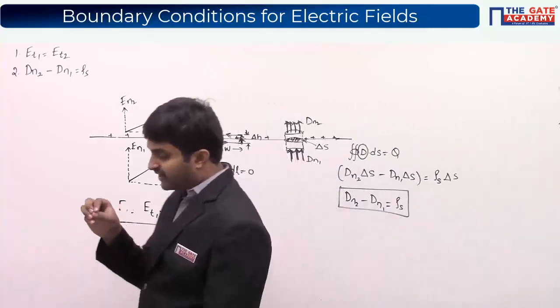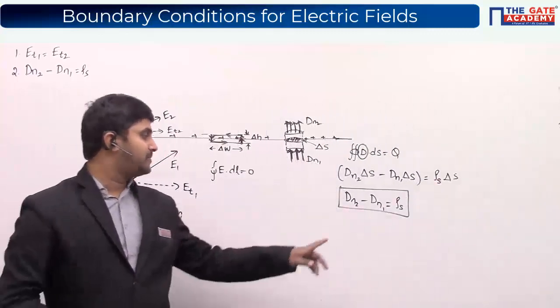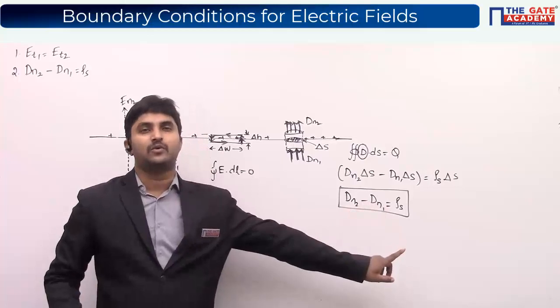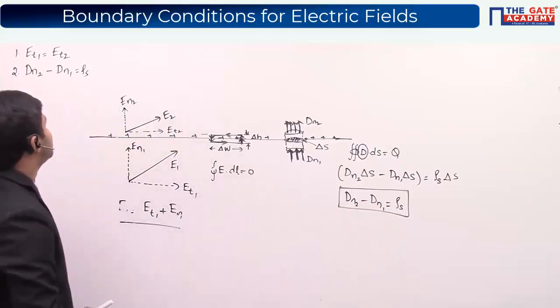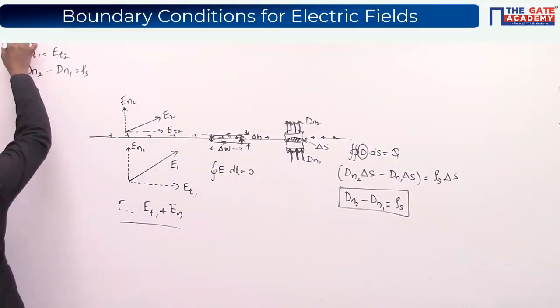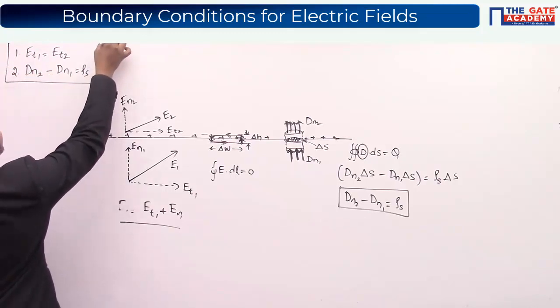If the interface is not charged, then you have a very simple formula: dn2 will be equal to dn1. So these are the two boundary conditions that we have established, and both are very, very important from the examination point of view.